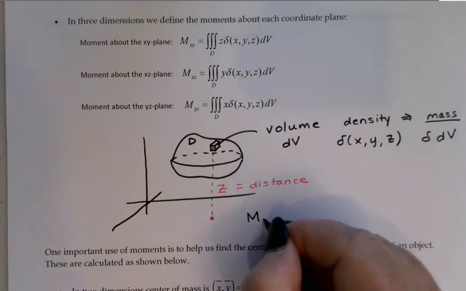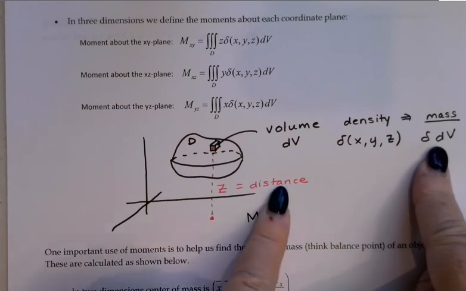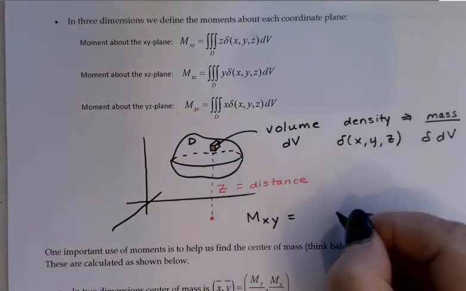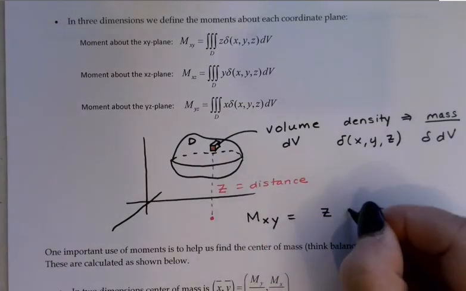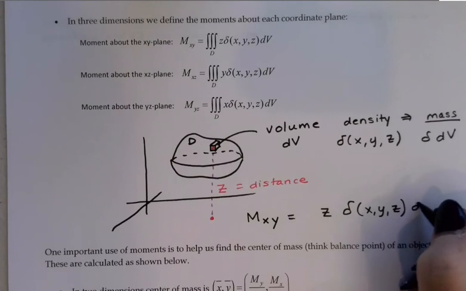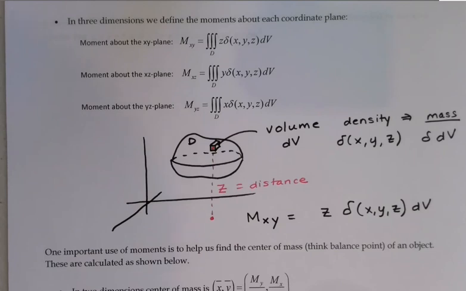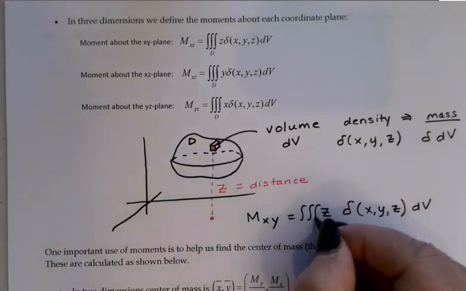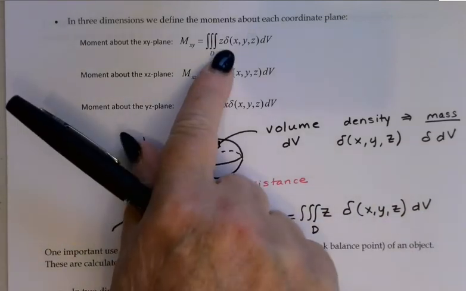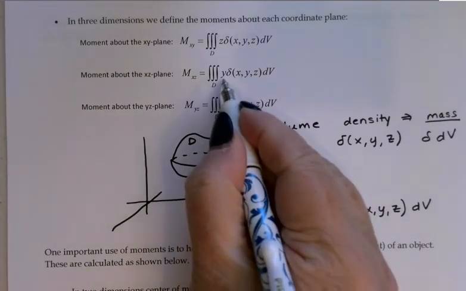So the moment about the xy plane is the mass of that little chunk times its distance to the xy plane. Or in other words, we would have the distance z multiplied by the mass, delta, and I'm going to put the fact that delta is a variable density back in, dV. And then I would add up or integrate over all of the little pieces that make up that D. So in this case, I'll need a triple integral since I'm integrating over a solid, dV. And there's that. Once again, the only difference to get the other ones is the multiplier, the y or the x.